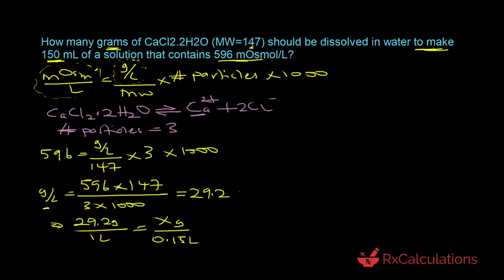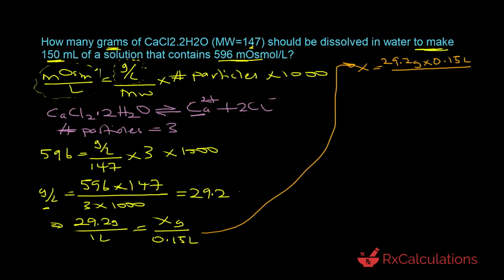And we can go ahead and do the algebra. So X is going to be equal to 29.2 grams times 0.15 liters divided by 1 liter. And this is going to be equal to 4.38 grams. So key points to remember: equation, ultra important. Number of particles, determination of number of particles, you want to be proficient in that. You always count the entire species.